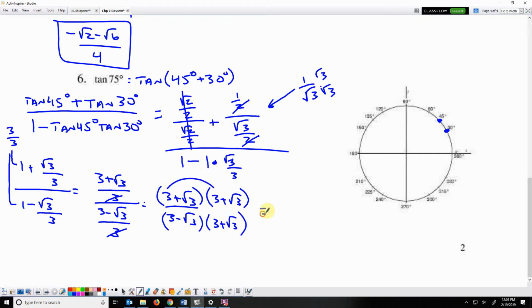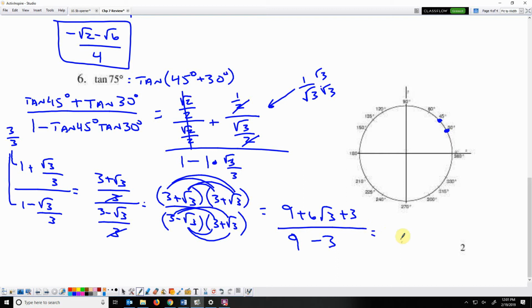So I'll have 9 plus 3 root 3 plus 3 root 3 is plus 6 root 3 plus 3. Then in the bottom I've got 9 plus 3 root 3 minus 3 root 3. Those will cancel. And then minus 3. So I have 12 plus 6 root 3 over 6. And 6 goes into all 3 terms. 2 plus root 3 is my final answer.